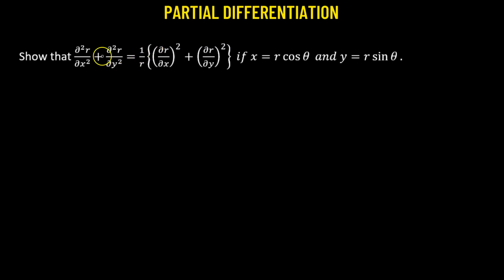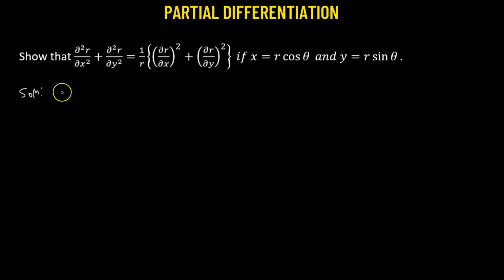In this problem, we need to show that the second partial derivative of r with respect to x plus the second partial derivative of r with respect to y is equal to 1 over r multiplied by the first partial derivative of r with respect to x squared plus the first partial derivative of r with respect to y squared. And it's given that x equals r cosine theta and y equals r sine theta.